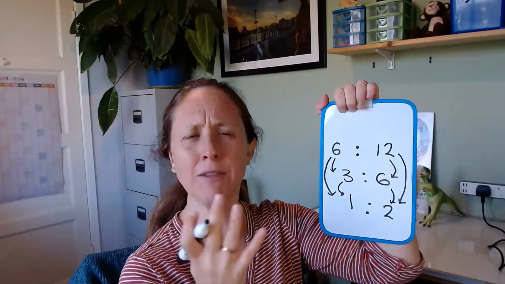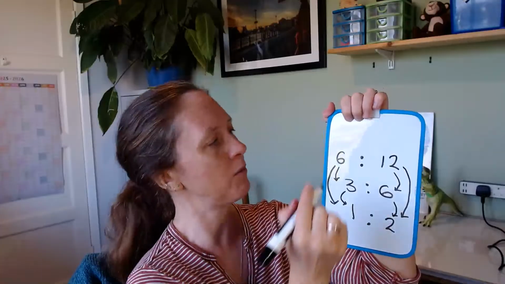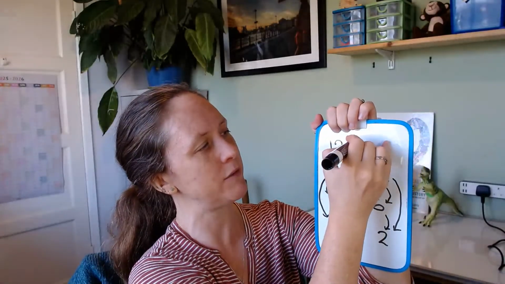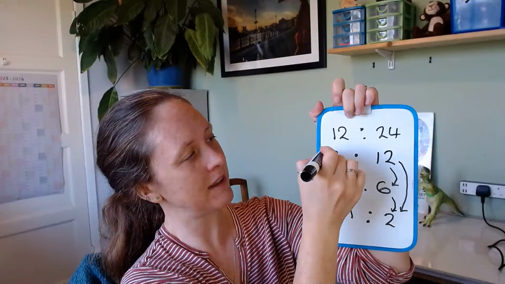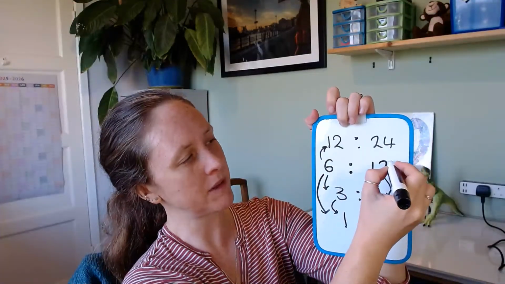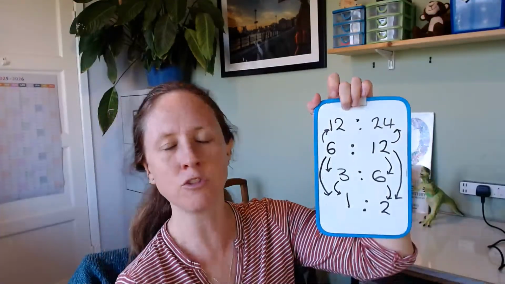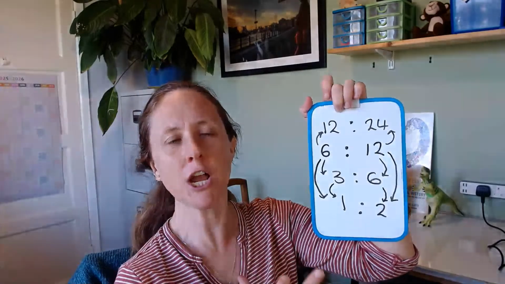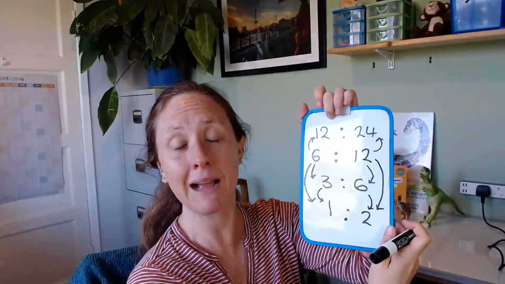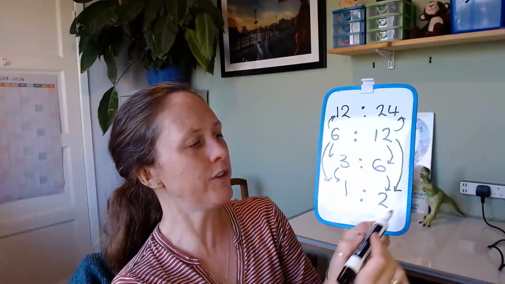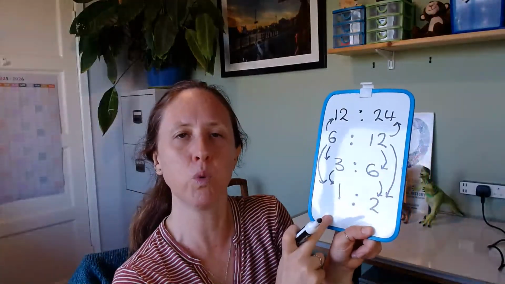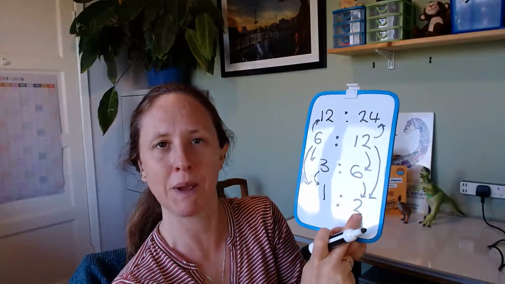The one that probably threw people the most on Facebook was the one that was 12 to 24. And that one, essentially, all I've done is double both numbers. So I doubled the 6 and doubled the 12. So ratio is less about the actual amount and more about the relationship. The 1 to 2 is saying that for every 1 blue donut, I get 2 pink donuts.